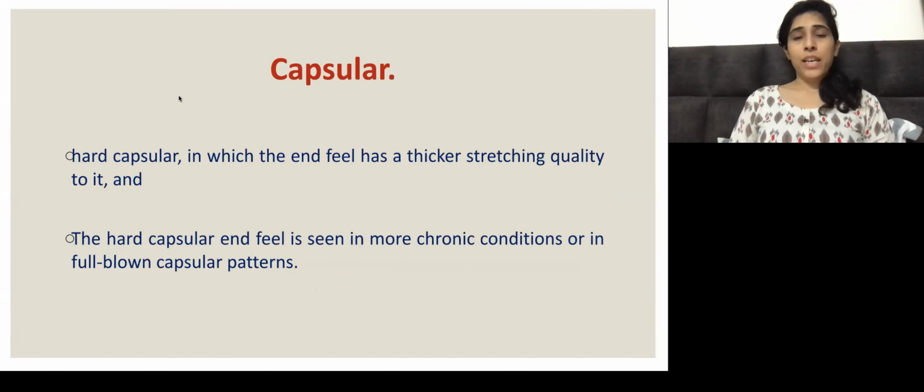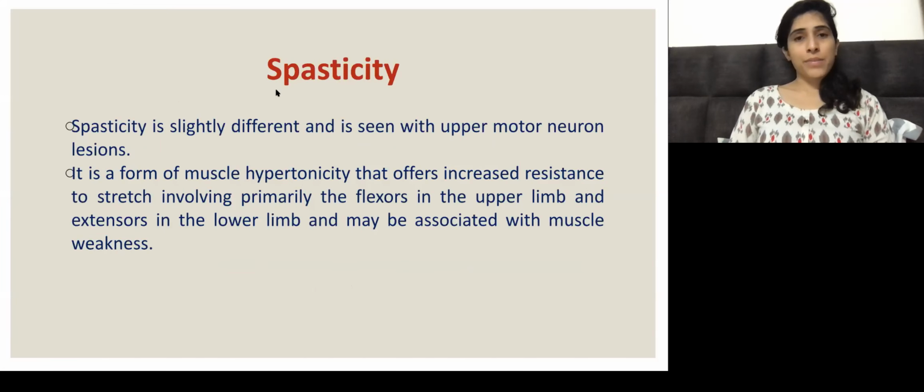Next, we have spasticity. As we all know, spasticity is related to the upper motor neuron region, and it's a hypertonicity that offers increased resistance to stretch, involving primarily the flexors in the upper limb and extensors in the lower extremity, and it may be associated with muscle weakness.